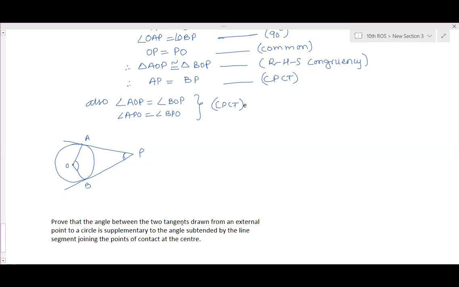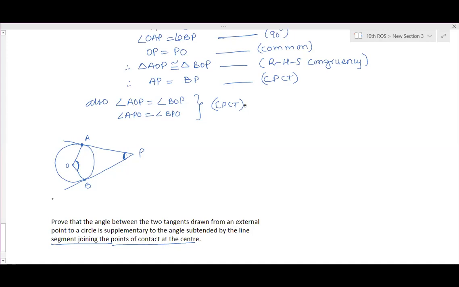Prove that the angle between two tangents drawn from an external point to the circle. These are the two tangents AP and PB to the circle. The angle between them is angle APB, which is supplementary to the angle subtended by the line segments joining the point of contact at the center. So what is the point of contact? A and B. They are joined to the center, that is AO and OB are the two lines. These line segments make this angle. So these two angles are supplementary.